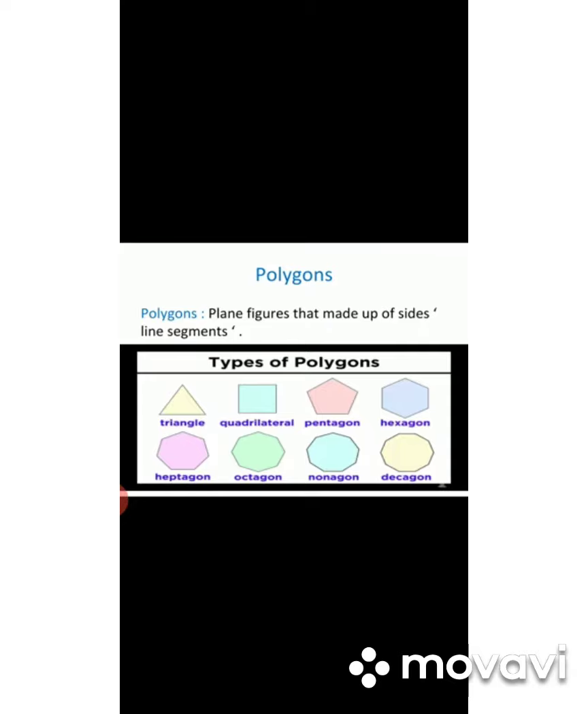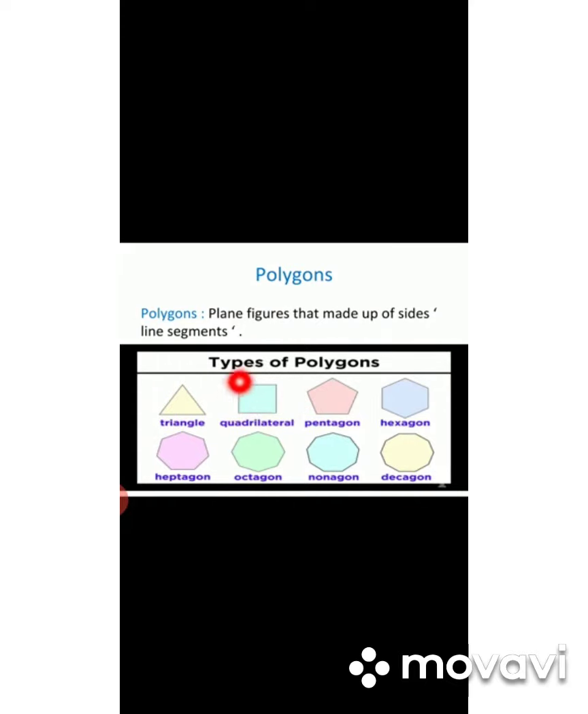Polygons. Polygons are plane figures made up of sides, and the sides are in the shape of line segments, like this figure. This figure is called a polygon, made up of three sides. The polygon with three sides is called a triangle. Pay attention: in any polygon, the number of vertices equals the number of sides, which equals the number of angles. So the triangle is the polygon with three sides, three vertices, and three angles.